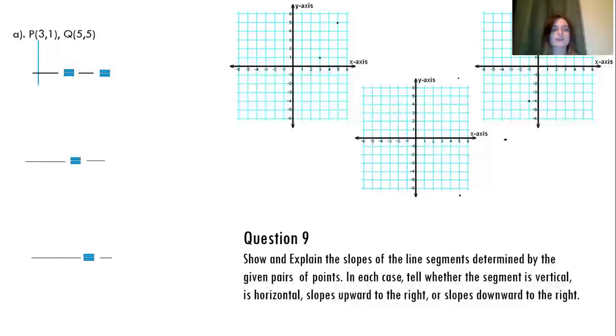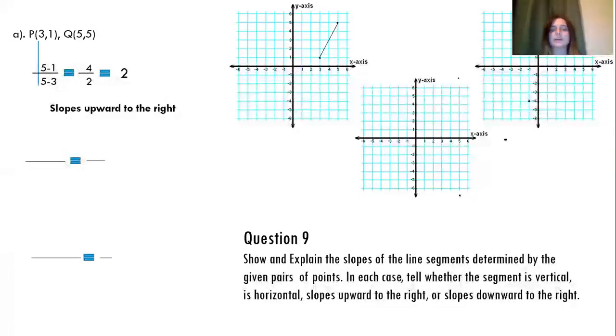So we have the pairs (3, 1) and (5, 5). So we would put these into our slope formula: 5 minus 1 over 5 minus 3, which is equal to 4 over 2, which is equal to 2. So our slope is 2, and our line segment slopes upward to the right.